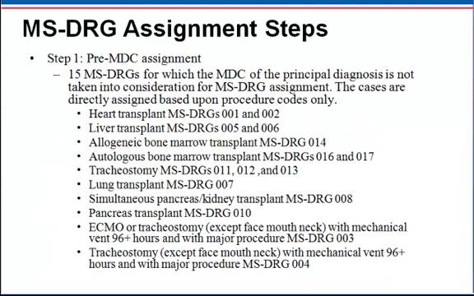So now we'll walk through how to assign an MS-DRG. Step 1 is what we call pre-MDC assignment. This step was added during version 8 revision of DRGs. A set of procedures was identified that crossed all MDCs. The principal diagnosis is not considered for MS-DRG assignment. Rather, the principal ICD-9 procedure is used to assign MS-DRGs.